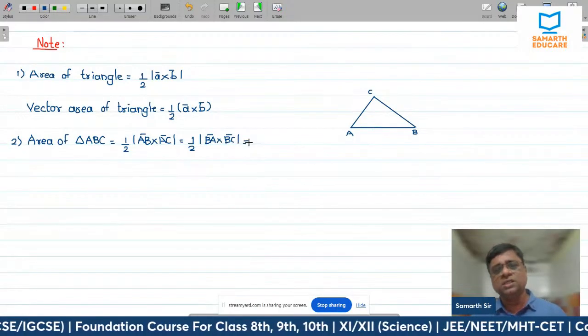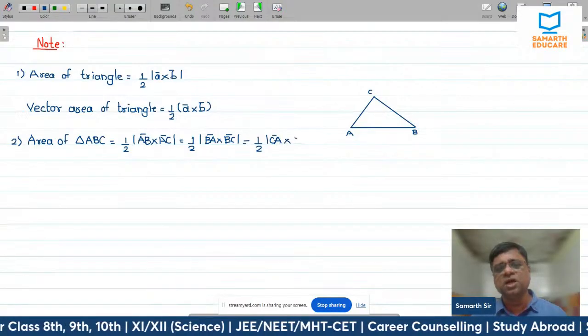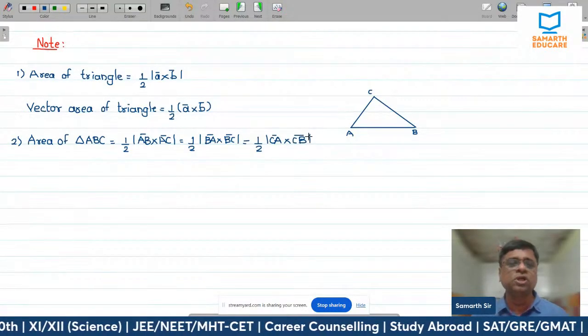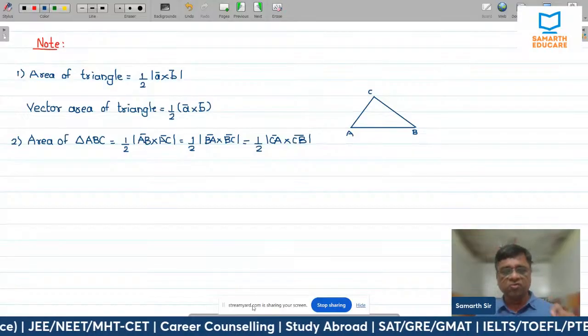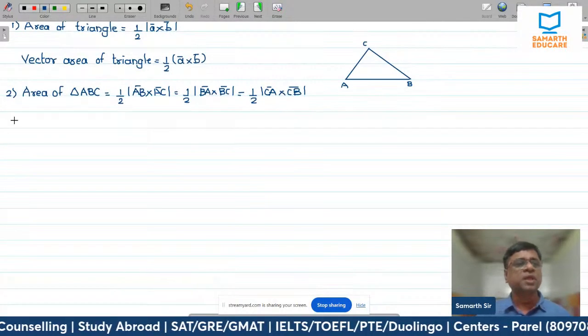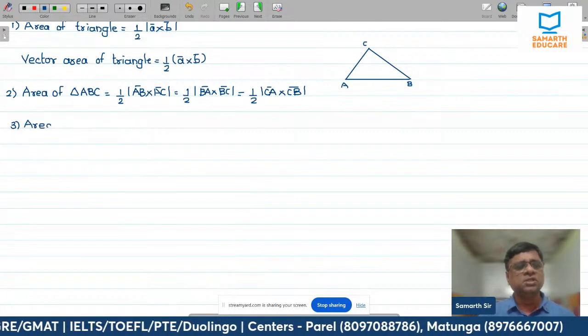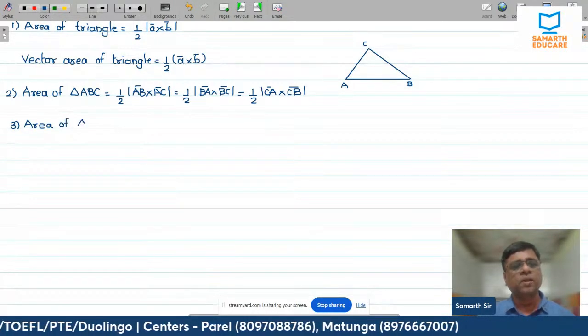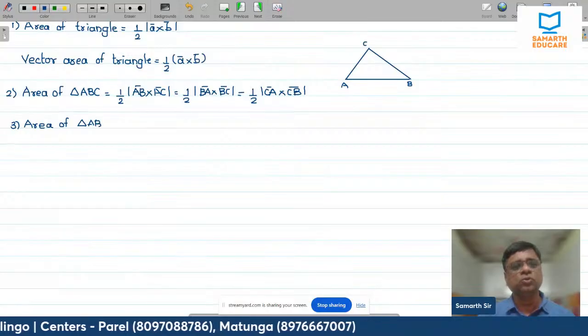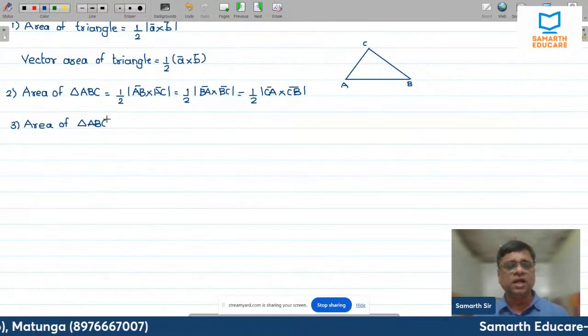Or can I say that it is half CA bar cross CB bar, because all these are co-initial vectors? Absolutely, you are allowed to do this, right? The next and last important point of this is, now we all know the area of triangle ABC. This is an additional part I'm showing you, because it can be helpful to solve problems if you have it in the exam.